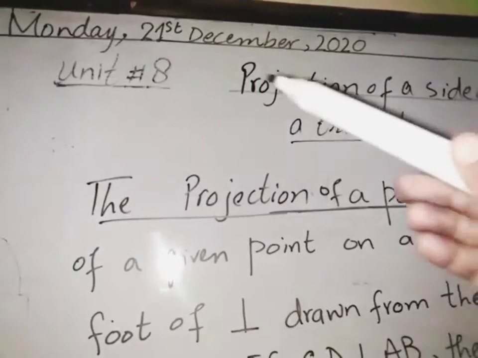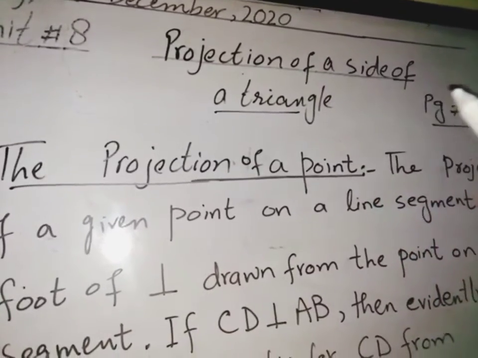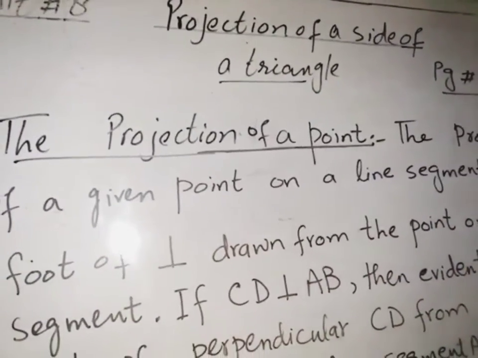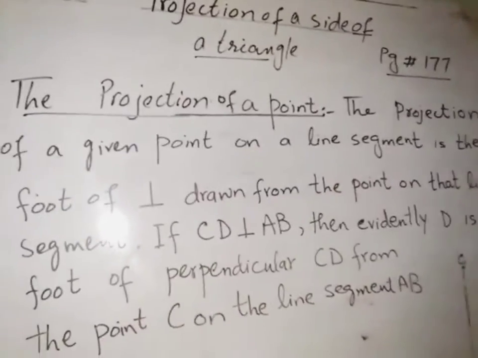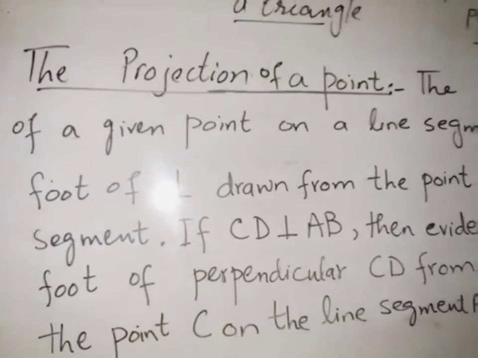We will start chapter number 8. The name of the chapter is Projection of a Side of a Triangle. In this chapter we will discuss some definitions only, because it is important for only definitions.